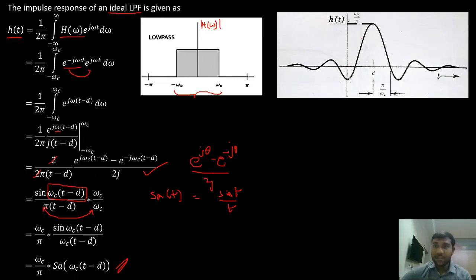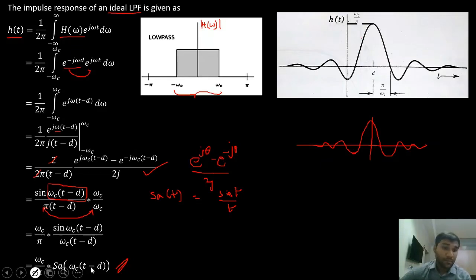If you look, this is my sampling function. My original sampling function is identical on both sides. It looks something like this. This is my original sampling function. Now what happens here, because my sampling function has been delayed, there is a negative sign here, so it is shifted towards the right. By how much? By d. So now it is centered at d.